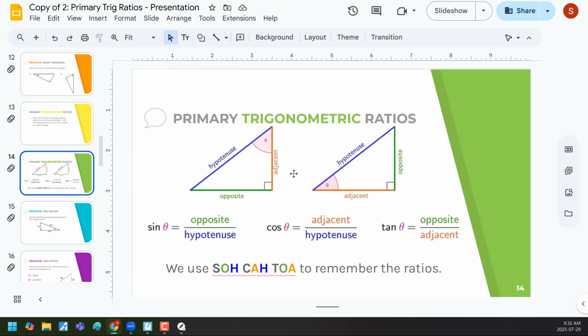So a cool mnemonic device is to say SOHCAHTOA. So S-O-H, C-A-H, and then T-O-A. That's an easy way to remember because sine, S, is opposite over hypotenuse. Cosine is C, adjacent over hypotenuse. Tan is equal to opposite over adjacent.